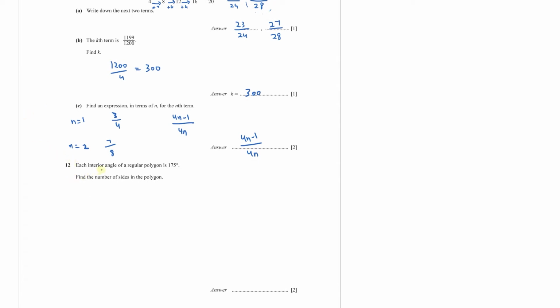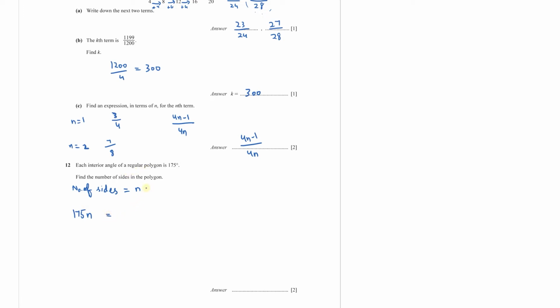Question number 12: each interior angle of a regular polygon is 175 degrees. Find the number of sides in the polygon. Since it's a regular polygon, all the angles will be 175 degrees. Let's call the number of sides n. So what's the sum of all the angles? Since one angle is 175, 175n will give you the sum of all the angles of this regular polygon.